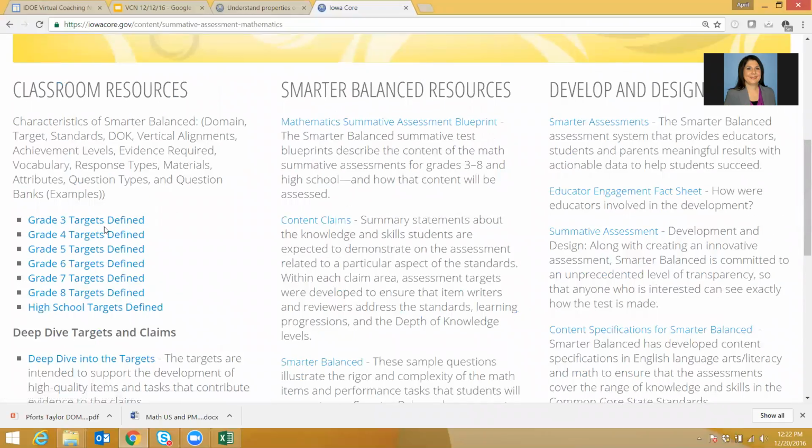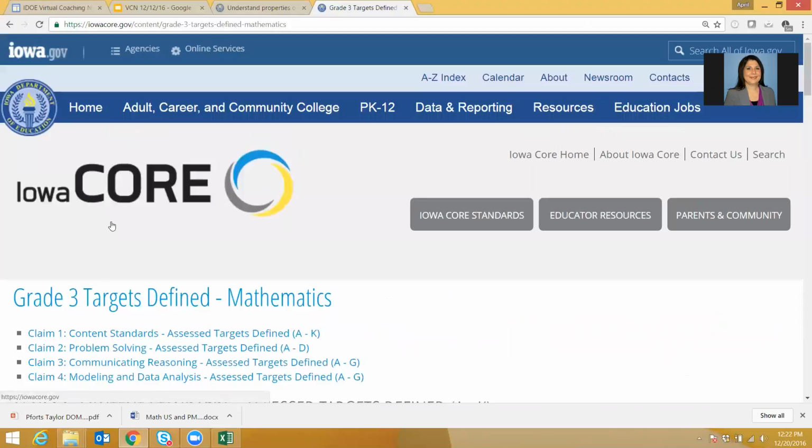So for today, we're going to talk about Claim 3 or Grade 3 targets. And I put defined because this is how those people that worked on the Smarter Balanced consortium defined them. And one of the interesting things is that we know there was a group of people that wrote our math standards.